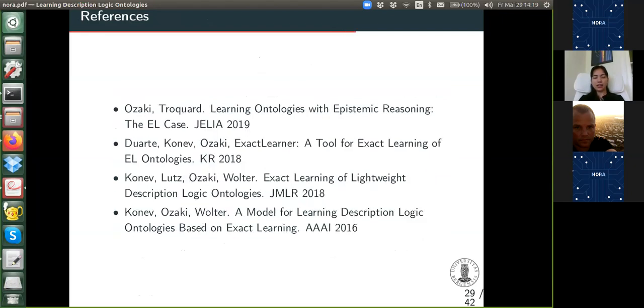And this is some earlier work, where the second one was by a student called Ozaki, and he implemented a tool for one of the exact learning algorithms that we had.